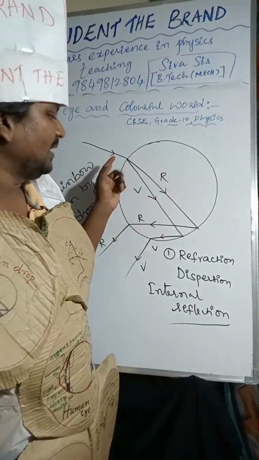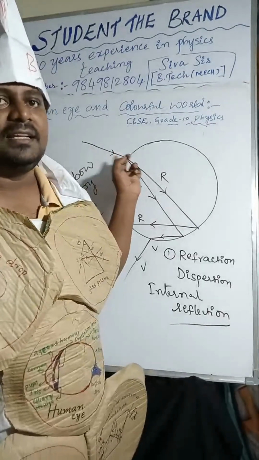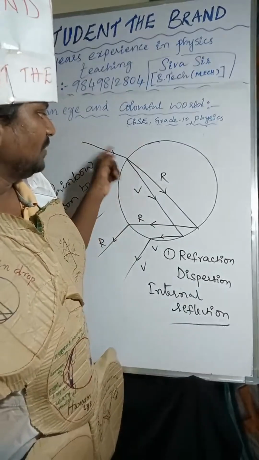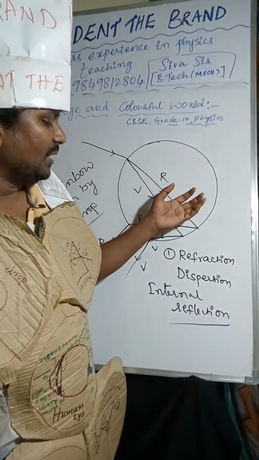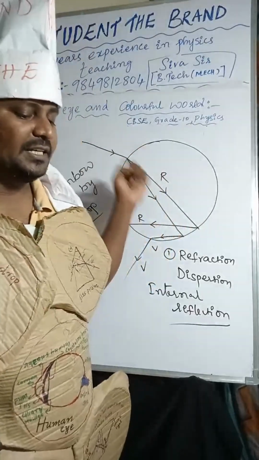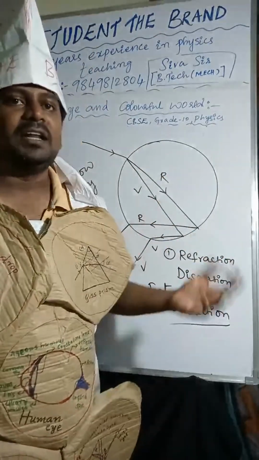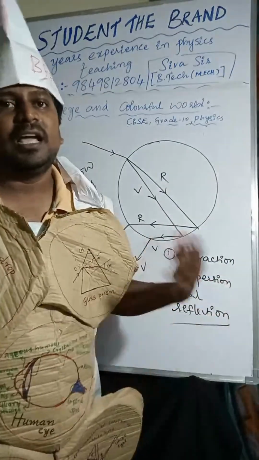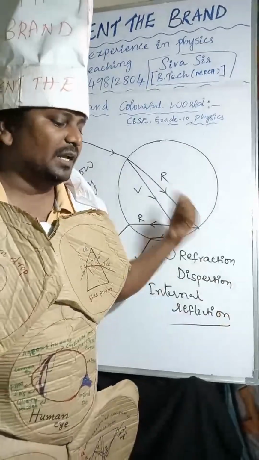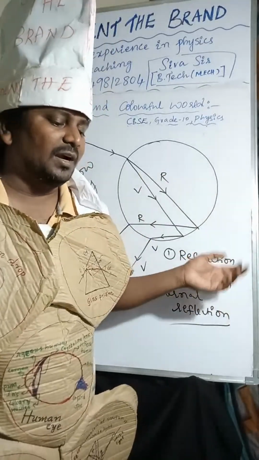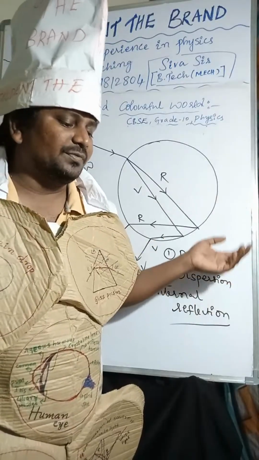Those 7 colors. See, refraction first. Whenever the light is incident on it, refraction takes place. Then dispersion. Then internal reflection takes place. Refraction, dispersion, internal reflection. What are the phenomena involved in the formation of rainbow?